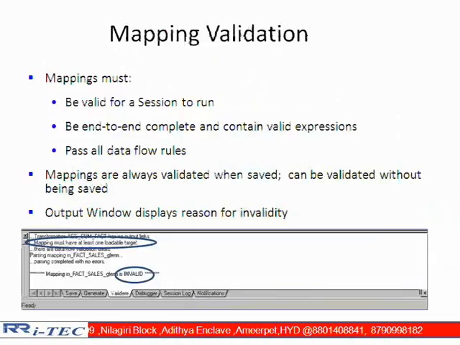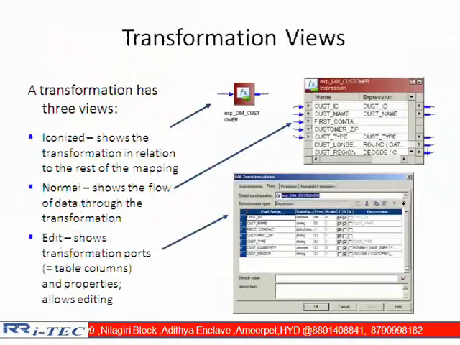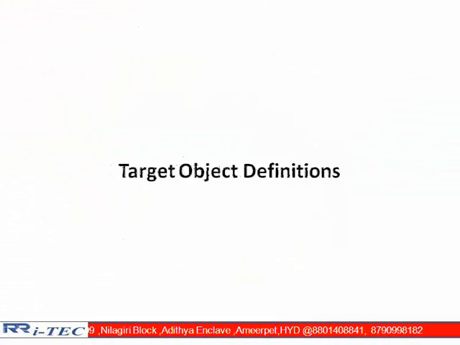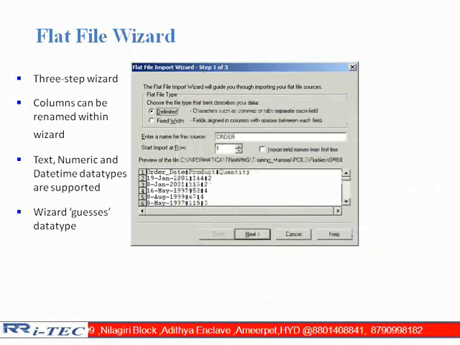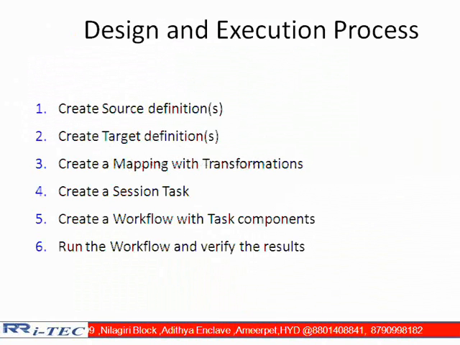I hope you now have more clarity on what we are doing in this design and execution process. Correct or not, sir? All the steps, we got clarity or not? We know how to create the source definitions. Yes or no, sir? We know how to create the target definitions. Correct or not? We know how to create the mapping with the transformations. We created it with the source qualifier and expression transformation. We know how to create the session task. We know how to create the workflow with the task component. We know how to run the workflow and verify the results also.